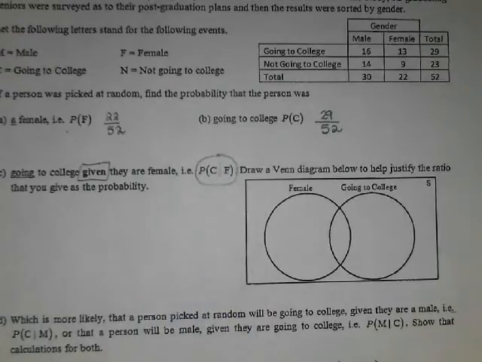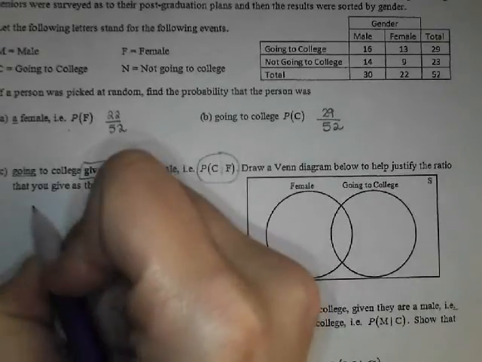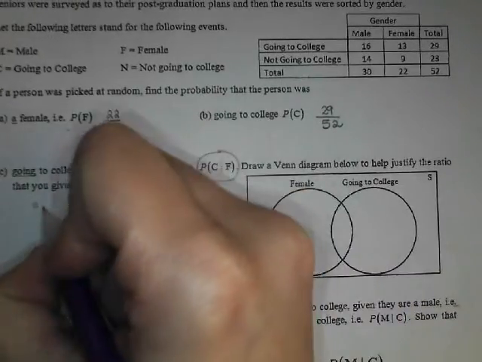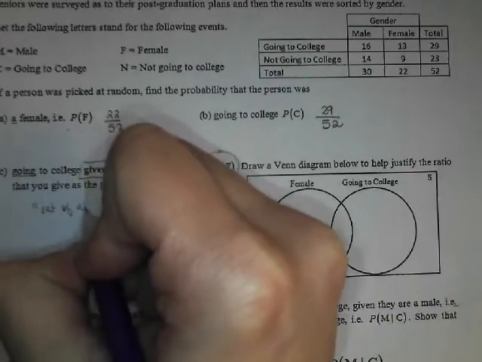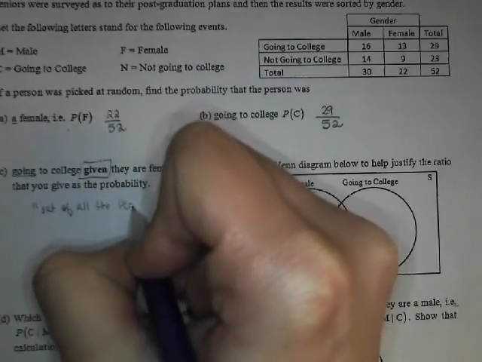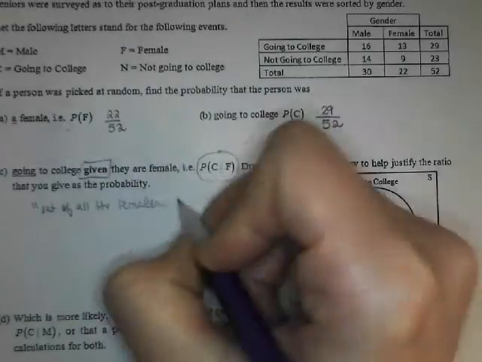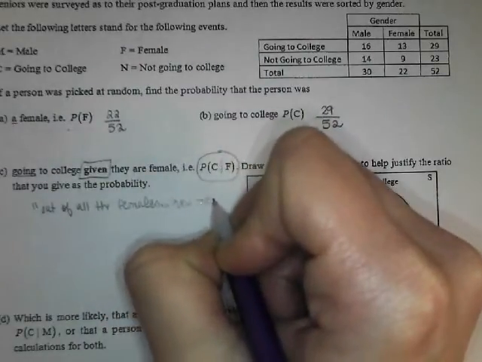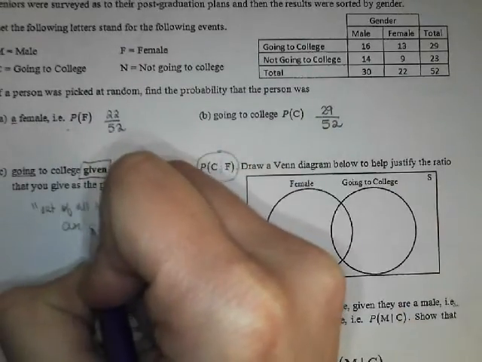So, it's immediately restricting our population. It's immediately saying, given that you have to be a female. So, now it's out of all the females. This is kind of the other way I would interpret it. Out of all the females, how many are going to college?